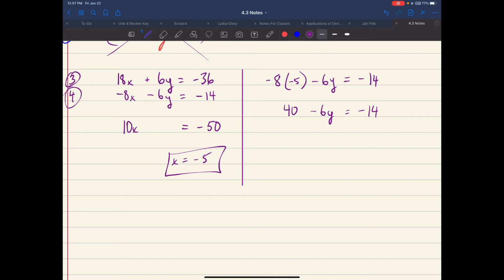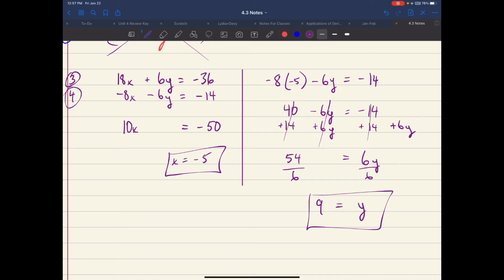It doesn't matter how you do this. I'm going to add the 14 to both sides, and I will add the 6y to both sides. The reason I'm doing that instead of getting everything away from y is so that the numbers stay positive. So this will be 54. This will be 0, and then I'll have 6y, divide by 6. And y is 54 divided by 6, which is 9. So our solution to that system is negative 5, 9.